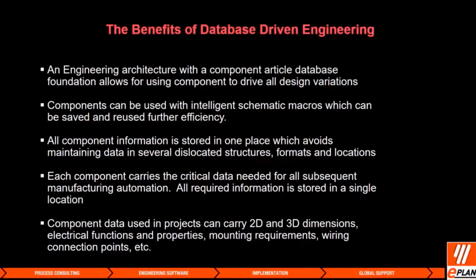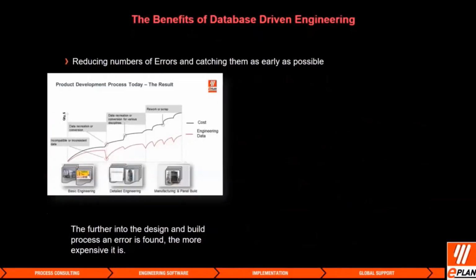And just to state here that each component is also carrying with it all the critical data that we need for subsequent manufacturing automation. So the technologies we're going to be talking about, we can carry, of course, with that component, 2D, 3D dimensions, electrical functions and properties, mounting requirements for mounting that component on the panel, as well as wiring connection points, which we will see is very important.